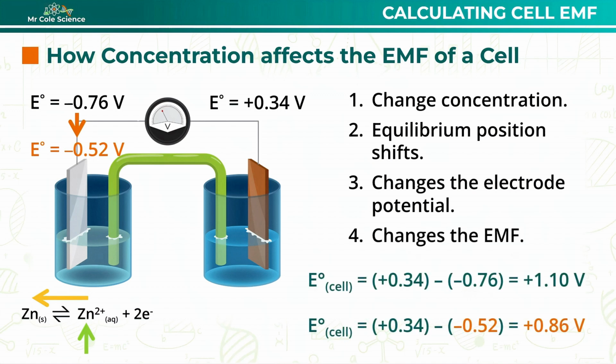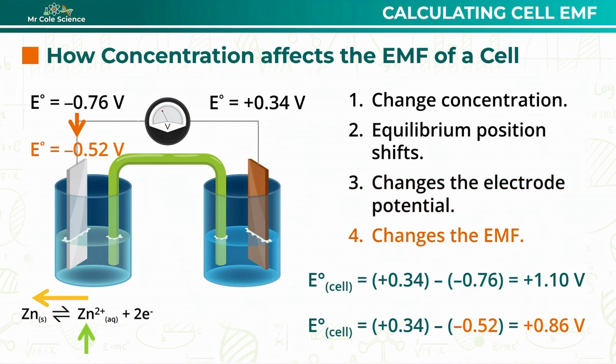would change the EMF. In this case, the EMF decreases. But we don't need to memorize separate cases here. We just use the same idea. Changing concentration changes the position of the equilibrium, which changes the electrode potential, which changes the EMF.